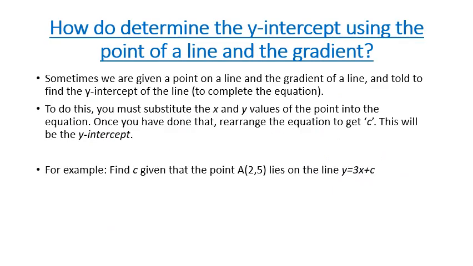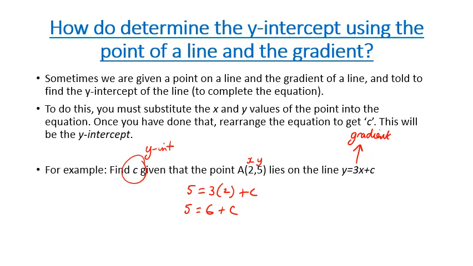So another skill that we're going to need to know is how to determine the y-intercept using a point of a line and the gradient. To do this, we basically substitute our x and y values in, and then we can work out, using the gradient, the y-intercept. So as an example, we need to find our c value, which we know is the y-intercept. Given the point A, or 2, 5, lies on the line y equals 3x plus c, where 3 is our gradient, and this is written in the gradient intercept form. So we would substitute our values in. Y equals 3 lots of 2, our y in this case is 5 because we've got our x and our y, plus c. So this becomes 5 equals 6 plus c. We can then take 6 from both sides and find out that c is minus 1. So therefore our equation would be y equals 3x take 1.